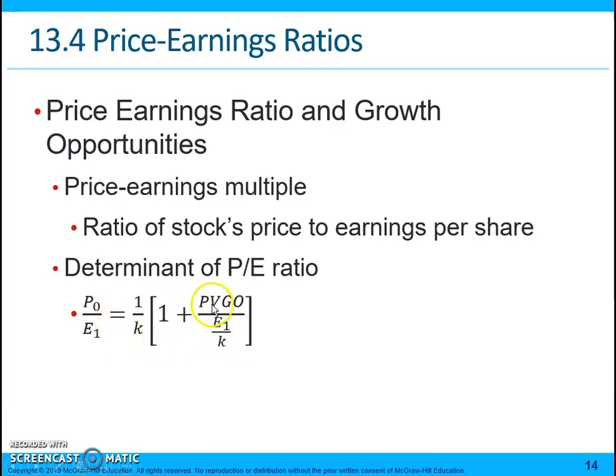So if the present value of growth opportunities is 0, then the price of the stock is simply going to be E over K. So this value right here is going to be 1. So the PE is just going to be simply 1 over the required rate of return if there aren't any growth opportunities. However, the greater those opportunities, the higher the PE should be.